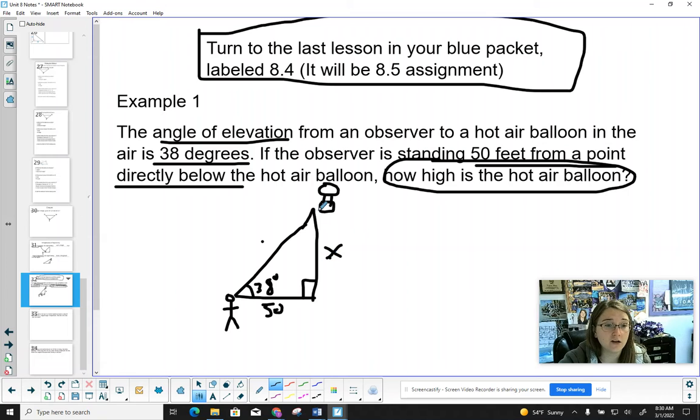That's going to be X here. This is not how high off the ground it is. You don't measure heights that way, right? Heights are always measured straight up and down. This is not considered a height.